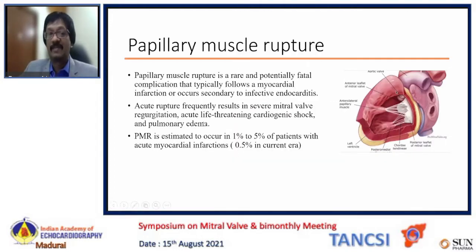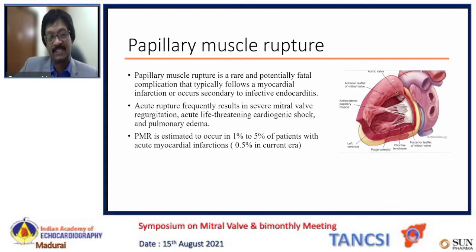So a few words about papillary muscle rupture. Papillary muscle rupture is one of the very rare complications we now encounter, but usually it occurs secondary to acute myocardial infarction, or rarely it can also happen secondary to infective endocarditis. It usually involves the posteromedial muscle because of the single blood supply, whereas the anterolateral muscle has dual blood supply, so it's very rarely involved.